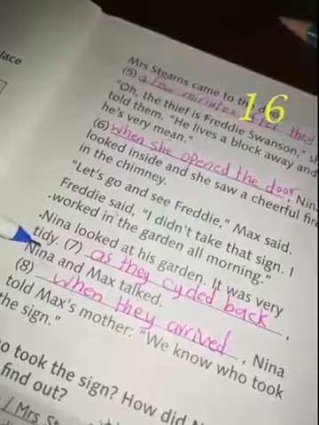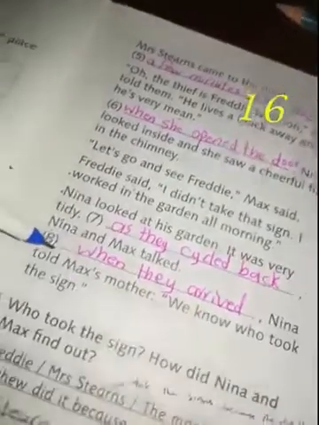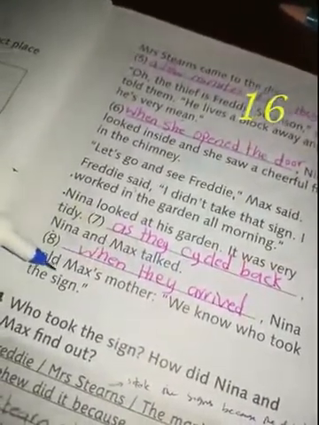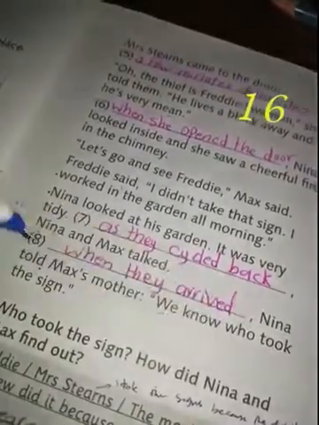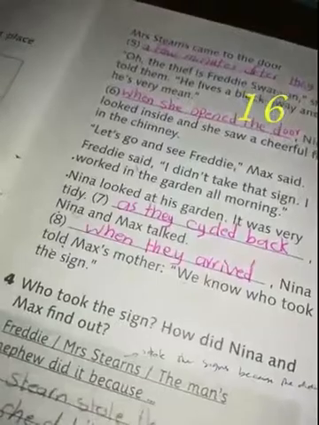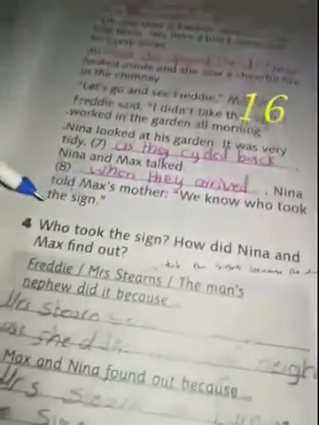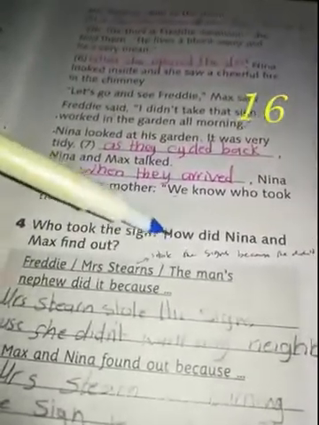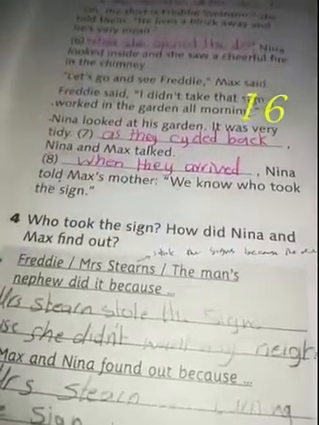As they cycled back, Nina and Max talked. When they arrived, Nina told Max's mother, "We know who took the sign." So Nina knew who stole the sign. Now, who took the sign? How did Nina and Max find out?